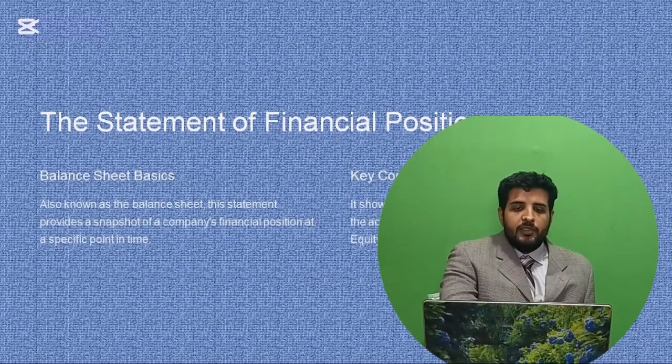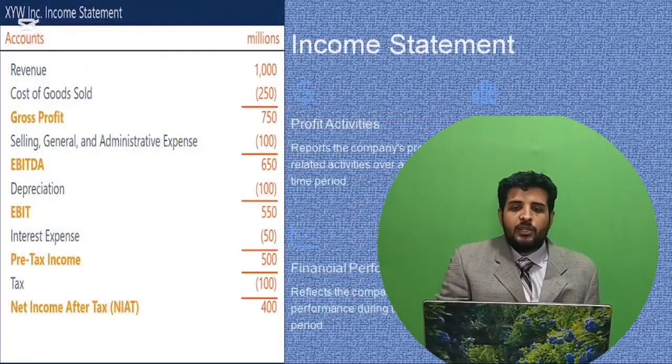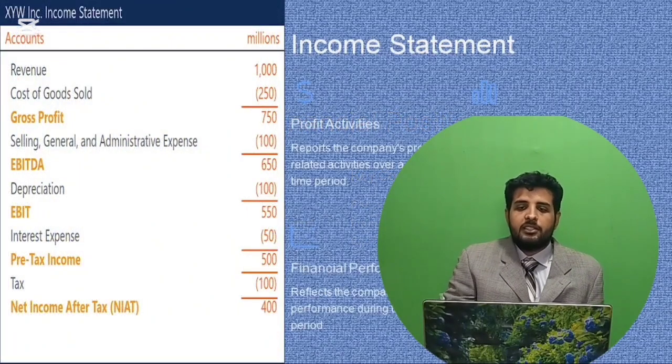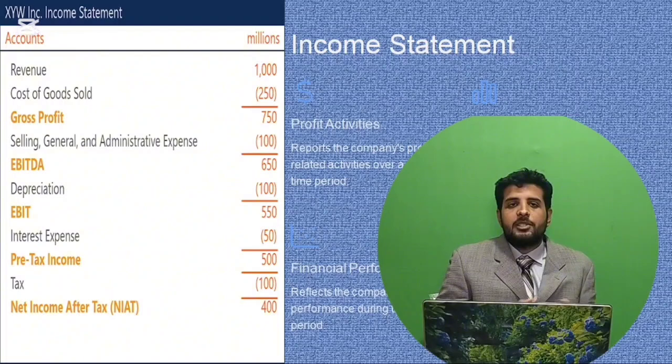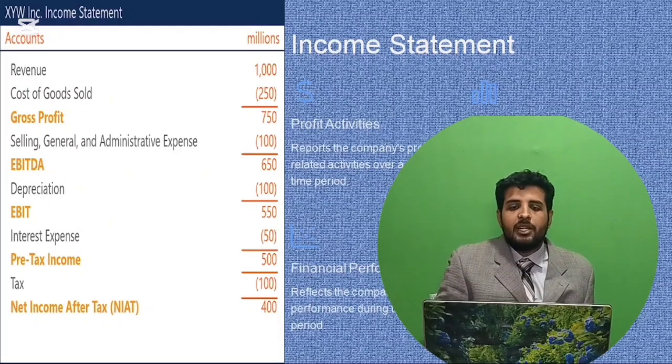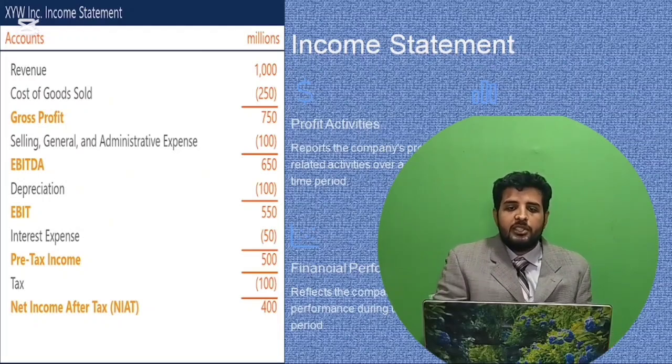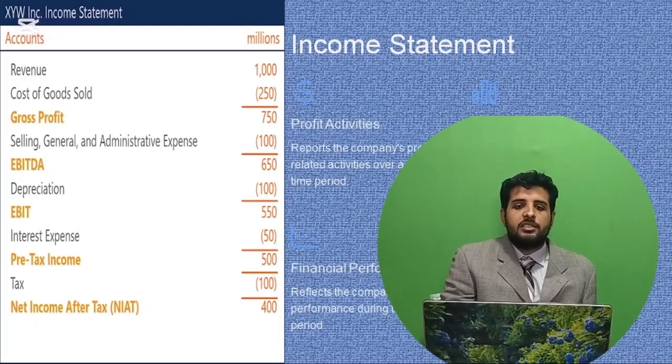So moving on to the next slide, which is about income statement. Income statement is also known as a statement of profit and loss, or profit and loss statement. It focuses on a company's performance over a specified period. It details how the organization generates revenue and incurs expenses, ultimately showing the net profit or loss. So what are the key components of this statement? There are three main components, which are revenues, expenses, and net income.